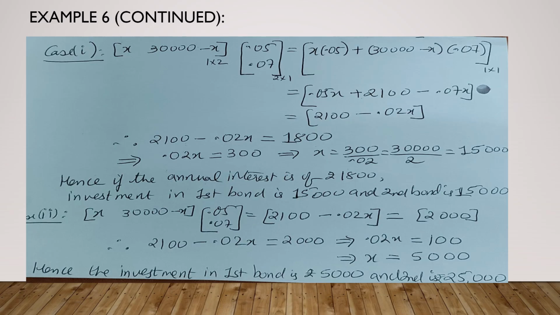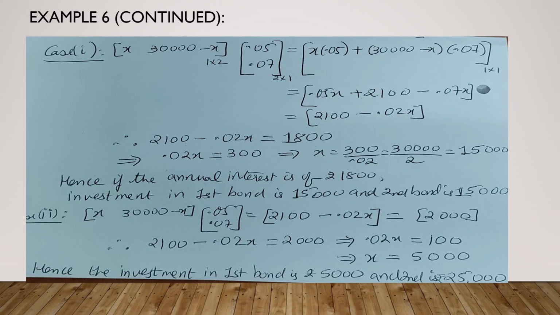And that should be equal to, in our first case it is 1800. Multiplication is simple. You take the row from the first one, you take the column from the second one. So I have given X into 0.05 plus 30,000 minus X into 0.07, which is 2100 minus 0.02x. It is a 1 cross 1 matrix. This should be equal to 1800 in the first case. When you simplify it, you will get the value of x as 15,000. Means if the annual interest is rupees 1,800, then the investment in the first bond is 15,000. So in the second bond, it will be 30,000 minus 15,000, which is again 15,000.